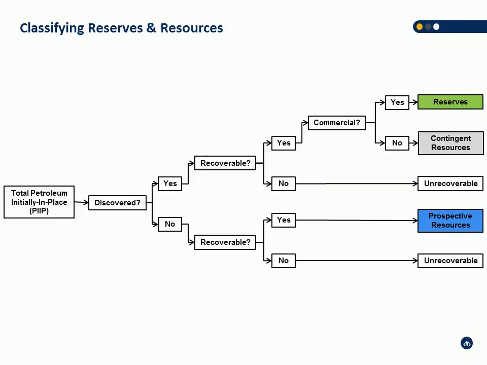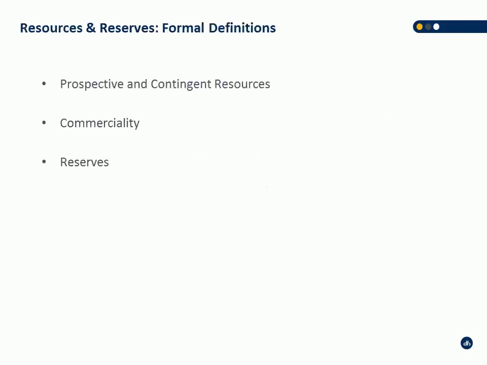If it is recoverable, then you have to ask a further question: is it commercial? If it is commercial, you can classify it as reserves. If it's not commercial, it falls into the contingent resource bucket, subject to the commercial contingencies. If it is not discovered, it can only go one of two places. If it's recoverable, it's prospective resources. If it's unrecoverable, it falls into the unrecoverable bucket. That's sort of high level. The formal definitions have a little more verbiage and are a little more detailed, but the basic principles are exactly what we've just gone through.